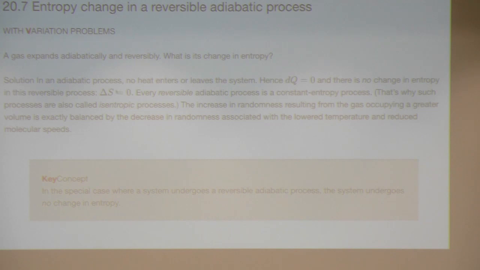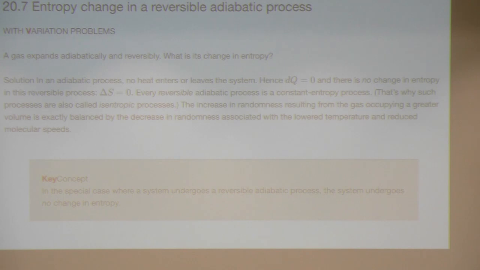Okay, a gas expands adiabatically and reversibly. What is its change in entropy? Okay, so we've got an adiabatic process, so no heat enters or leaves the system. So dQ is equal to 0. That's the 0 right there on top. And there's no change in entropy in this reversible process. Delta S is equal to 0. So every reversible adiabatic process is a constant entropy process.